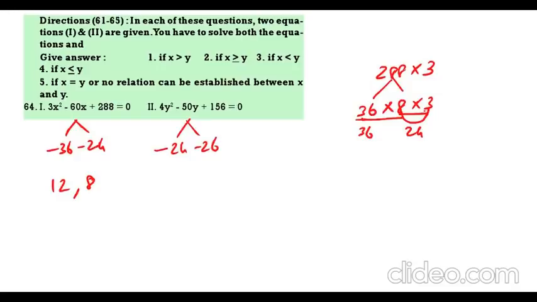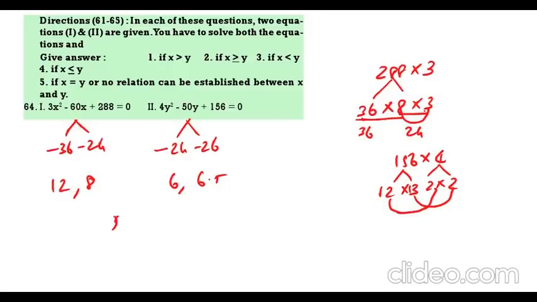Here you can take minus 24, minus 26. So see, 156 into 4. It is 12 into 13. This is 2 into 2. 12 into 2, 24. 13 into 2, 26. So 24, 26. 24 by 4 is 6. 26 by 4 is 6.5. So clearly we can say x is greater than y.